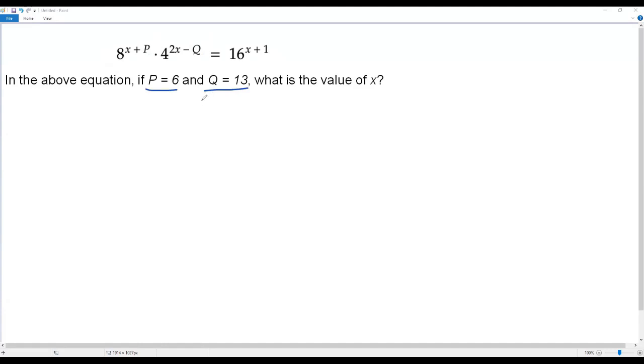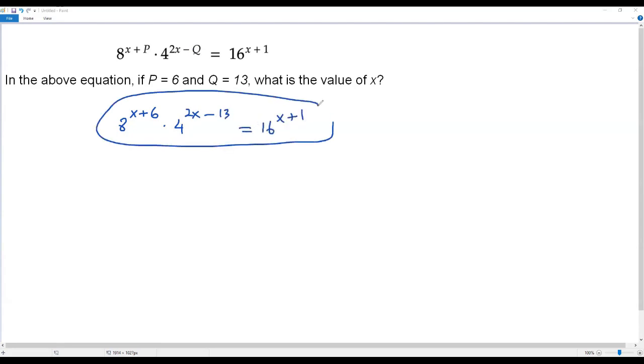Our first work is to plug in the values given for the unknown constants p and q. Let me plug in. Then I'm getting 8 to the power of x positive 6 times 4 to the power of 2x negative 13 equals 16 to the power of x positive 1. For p, I plug in 6, and for q, I plug in 13. Now the given exponential equation is complete because there is no unknown constant. Now we have to solve for x in this exponential equation.